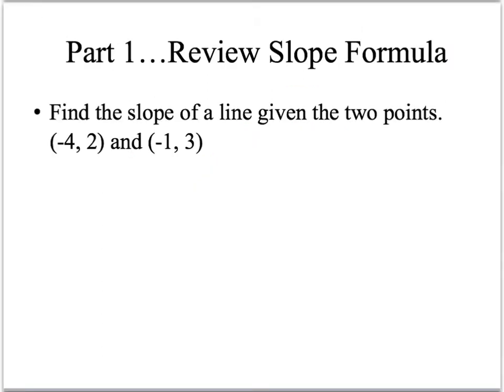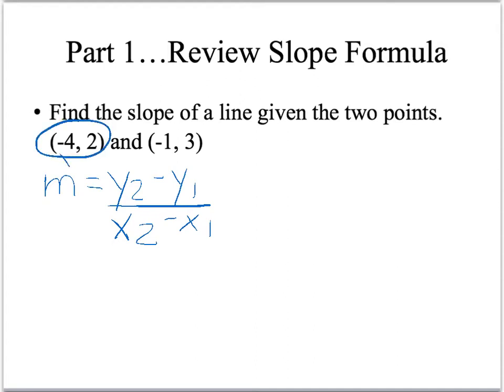So part 1, let's review the slope formula first. Finding the slope of a line given the 2 points. If you recall, the slope formula was y2 minus y1 over x2 minus x1. And it's on our reference sheet that the Regents gives us for the exam. I call this first one point 1, and it's always in the form x first, then y. And then I just call this one x2, y2 because it comes second. So this is my second x and my second y.